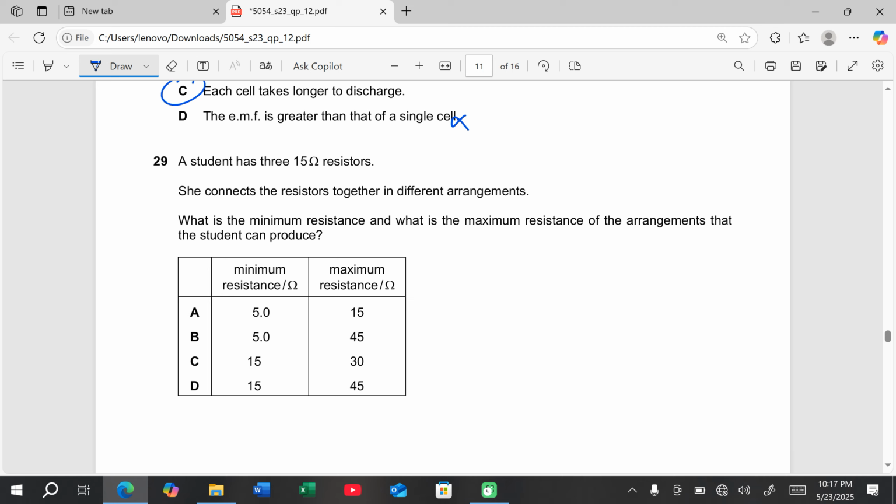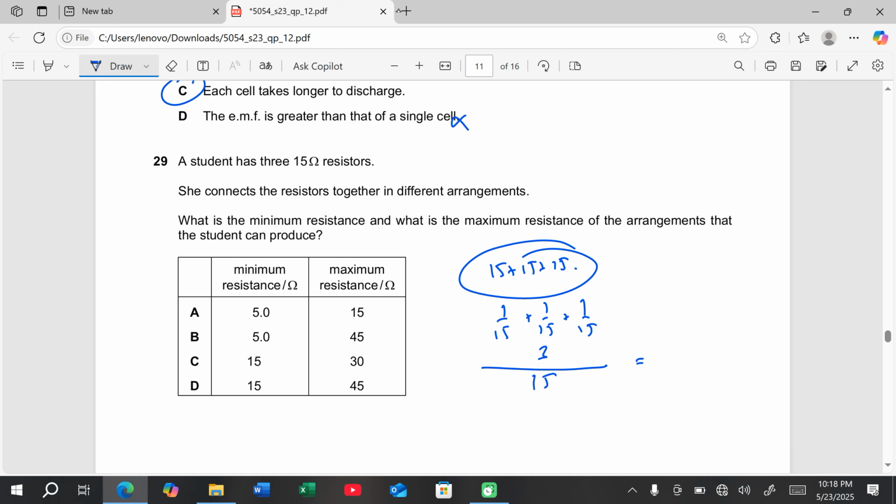A student has three 15 ohm resistors. She connects the resistors together in different arrangements. What is the minimum resistance? What is the maximum resistance? For maximum resistance, they should be in series, so that should be 45. For the minimum resistance, 1 over 15 plus 1 over 15 plus 1 over 15, they should be in parallel. So it's 3 over 15. And if you take the reciprocal of this, because this equals 1 over R, that's going to be 5. So 5 and 45, B.